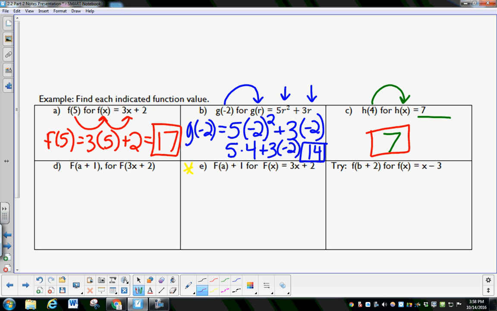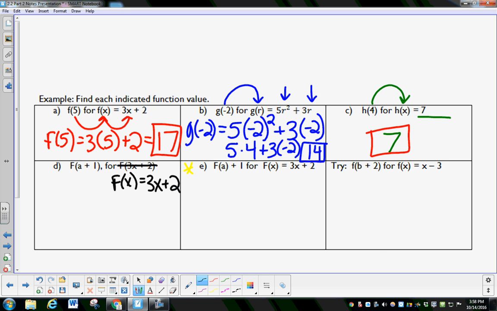D is where we start to get to the more challenging problems. Actually, the other thing is that I wrote this incorrectly. So on D, let's change this. It should say find f of a plus 1 for f of x equals 3x plus 2. Sorry about that.